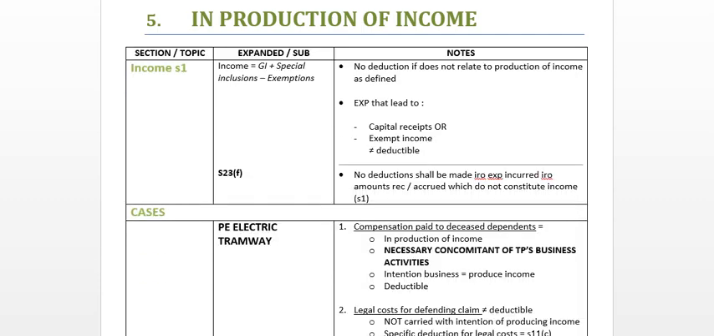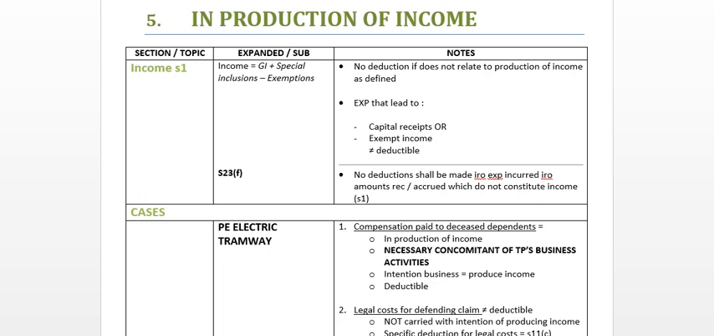Okay, in the production of income. So this is a very important question you need to ask yourself: firstly, is this expenditure during the course of carrying on a trade, and is this expenditure used in the production of income? So is it going to lead to income to you or your business? Income, according to section 1, which we covered, is your gross income plus special inclusions minus exemptions. So no deduction if it does not relate to the production of income as defined. Expenditure that leads to capital receipts or exempt income is not deductible.